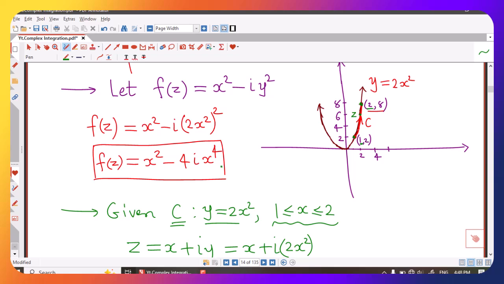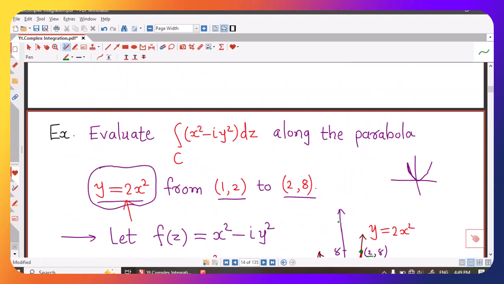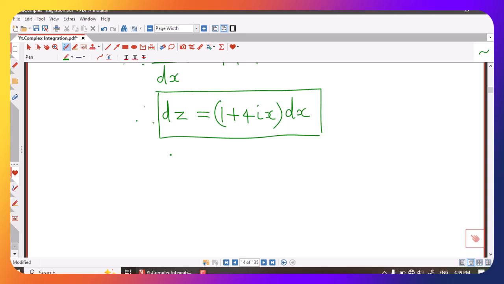F of z is also converted in the form of x only, and x is from 1 to x equal to 2. So now we can convert this integral in terms of only one variable x. So in the next step we use all these things and we try to convert our integral in the form of variable x only.